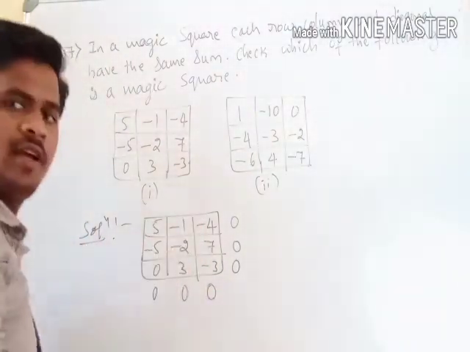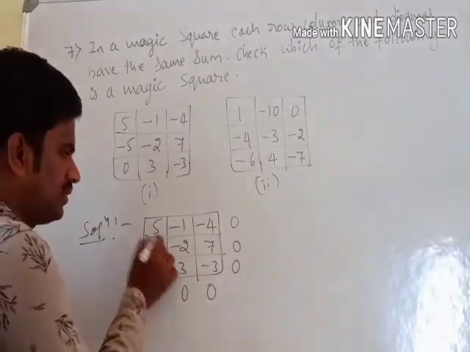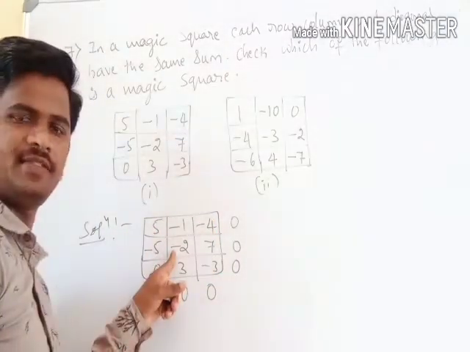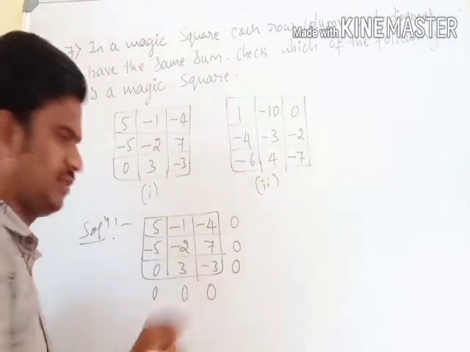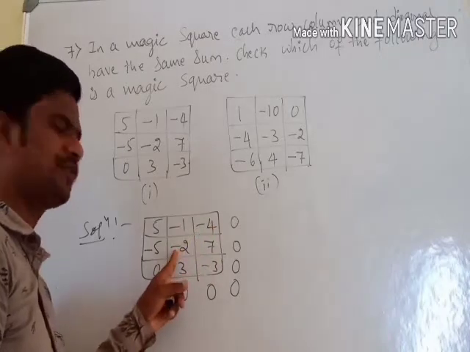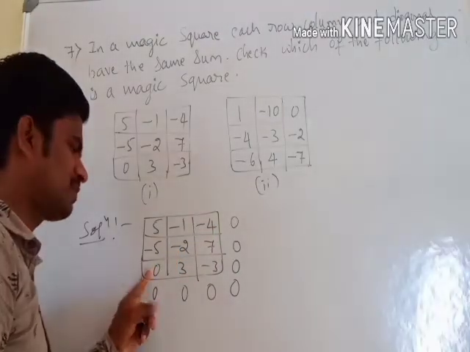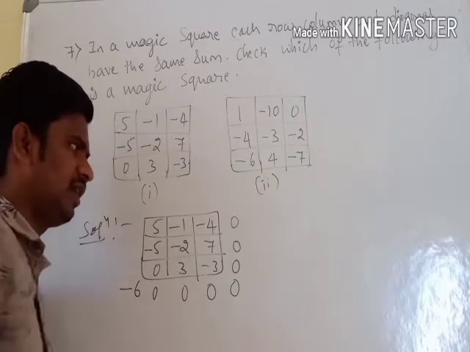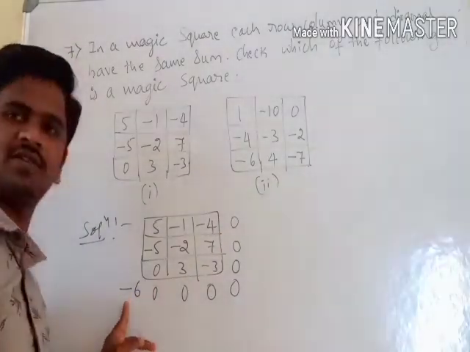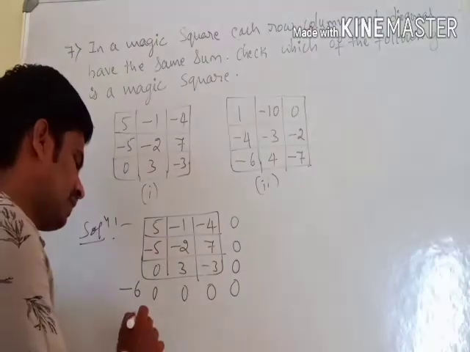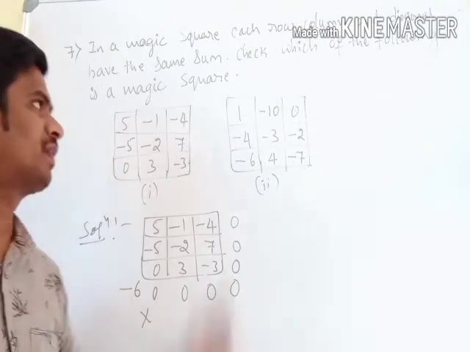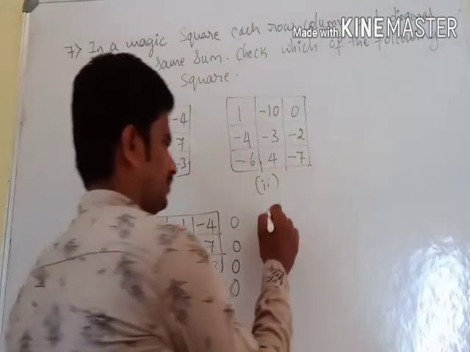Now you check along the diagonal. Here these are the diagonals. 5 minus 2, that is plus 3, plus 3 minus 3, that is also 0. Now minus 4 minus 2, minus 6 plus 0, that is minus 6. Here each sum is 0, but this one is minus 6. That's why this is not a magic square. The sums must be the same.